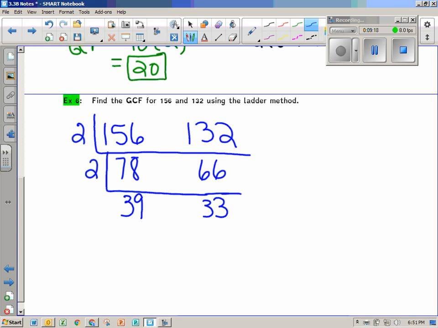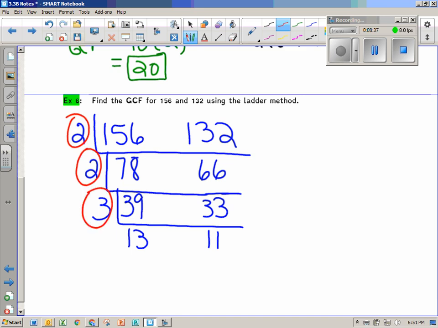39 and 33 are both divisible by 3. 3 times 13 is 39. Remember, 3 plus 9 is 12. 12 is divisible by 3, so we know 39 is. And 3 into 33 is 11. So we're only multiplying the numbers in the vertical part of the L.